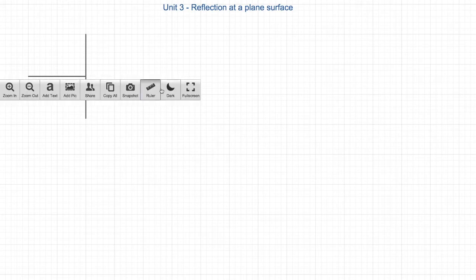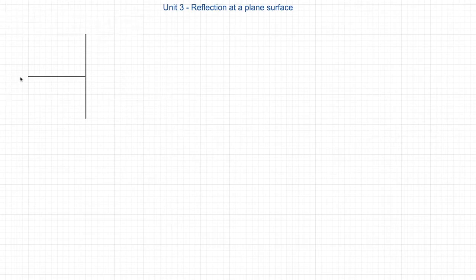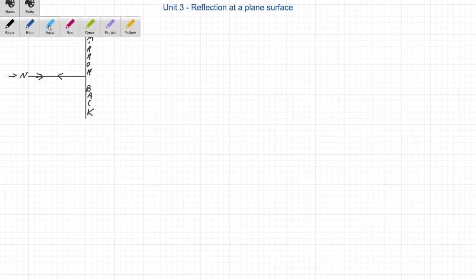Okay, a couple interesting things about mirrors. We'll draw a mirror and a normal. There's the back of the mirror again on the right side of the line, the shiny parts on the left side of the line. And this time we'll send a light ray in along the normal. Angle of incidence is 0, angle of reflection is 0, the light bounces straight back.